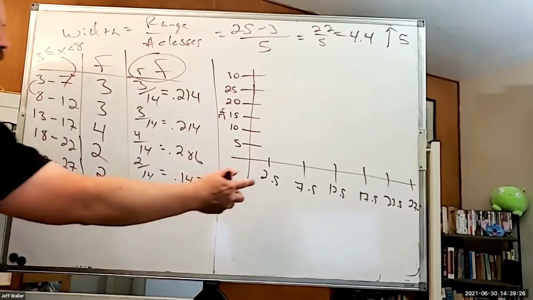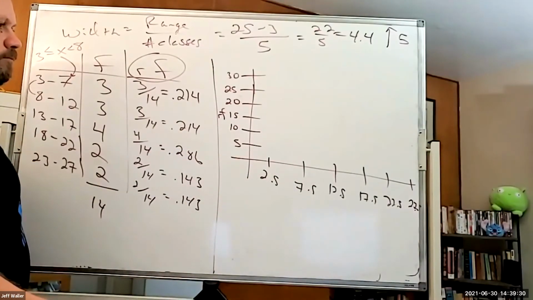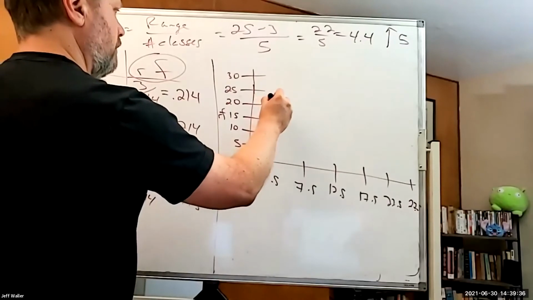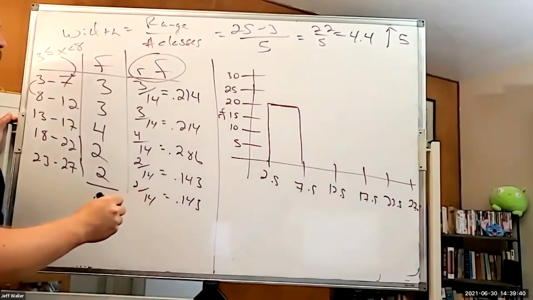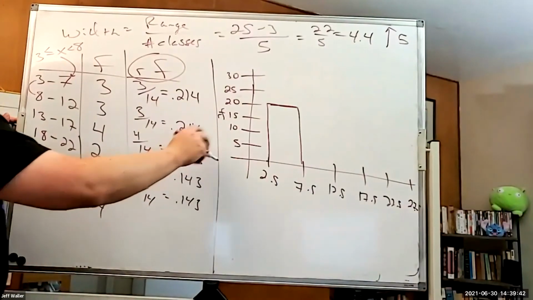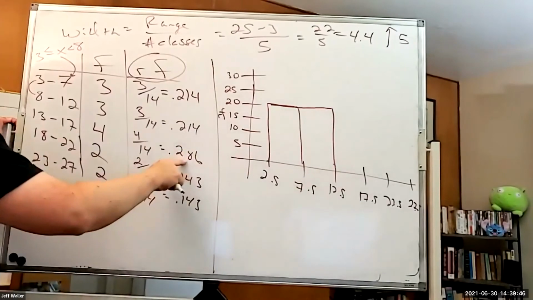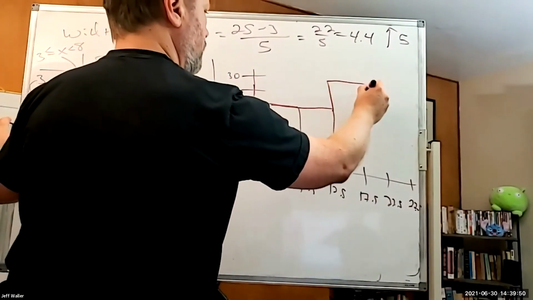So how tall is the first bar? 21.4. So just a little bit over 20. We're doing it by hand, so we can't be perfect. And then 20, so it's going to go straight across. And then I got the big one in the middle. It's like it's flipping us off.